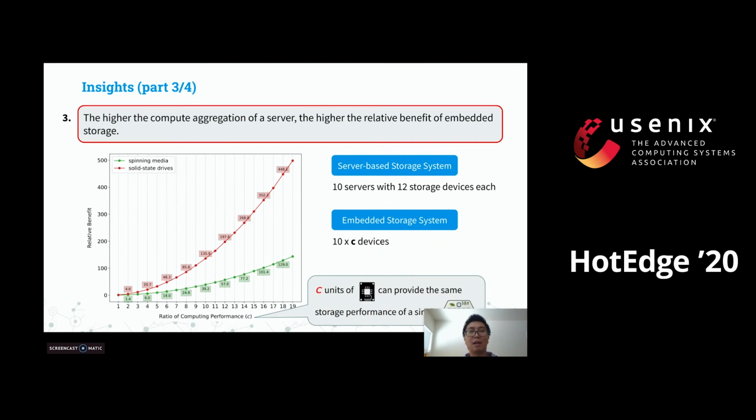And the higher the compute aggregation of a server, the higher the relative benefit of embedded storage. As you can see, no matter which kind of storage media, as we put more and more computing resources in a single server, the result is another significant increment in the relative benefit of using embedded storage as well.